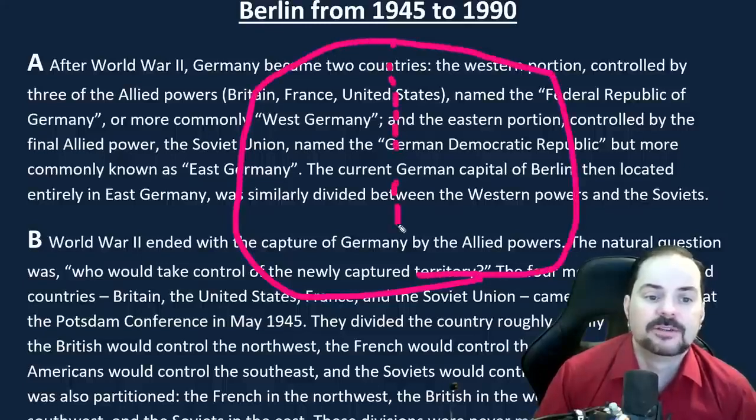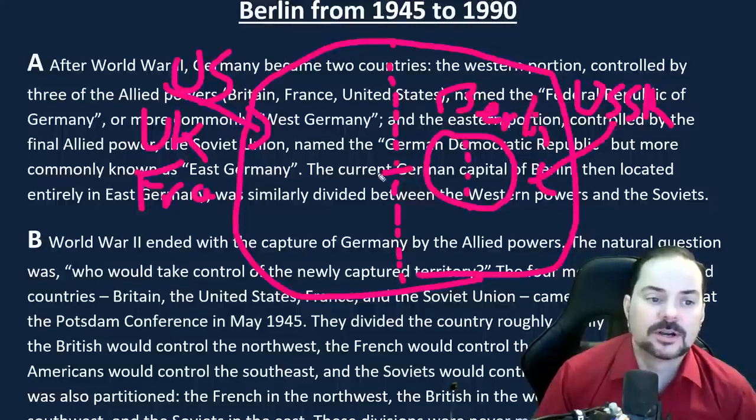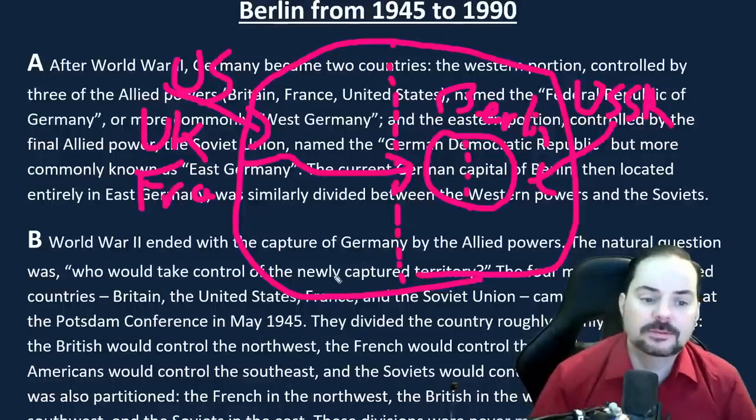Okay, so here we have Germany. Germany is divided. On this side, we have the US, we have the UK, and we have France. On this side, we have the USSR. Okay, and here we have Berlin, which is also divided between the USSR and the Allied forces. Okay, everybody got the map in their head of Germany here?